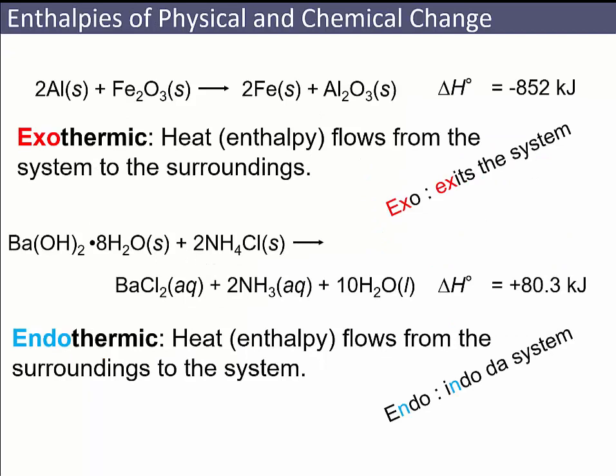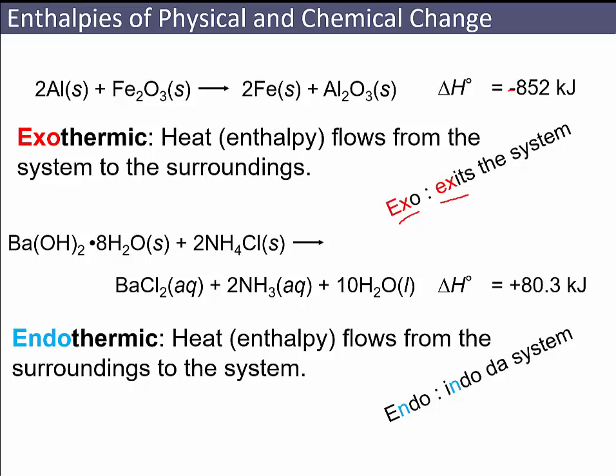So aluminum reacting with iron oxide to form iron and aluminum oxide. This is a redox process. For those of you who are pyromaniacs, you might recognize this as the thermite reaction. Right, so this guy's going to give you minus 852 kilojoules per mole. And so if this sign is negative, it is exothermic. Enthalpy is flowing from the system to the surroundings. Exothermic exits the system.